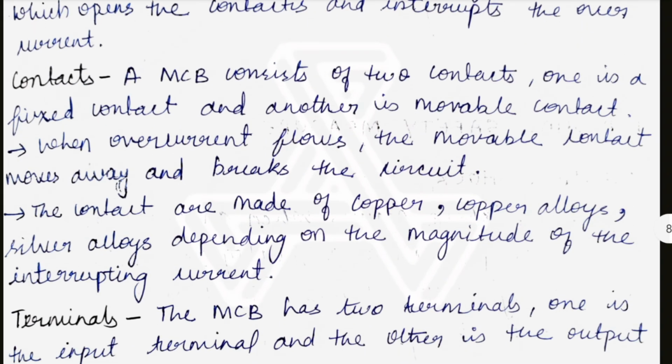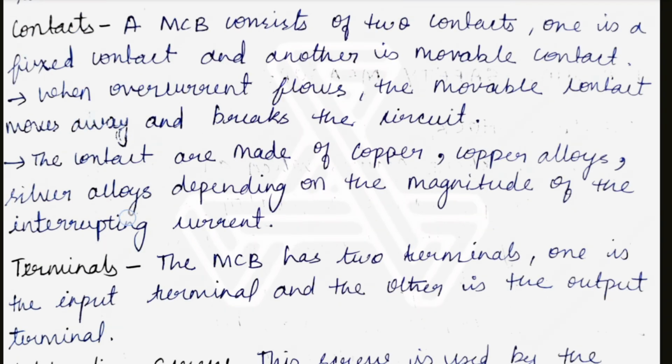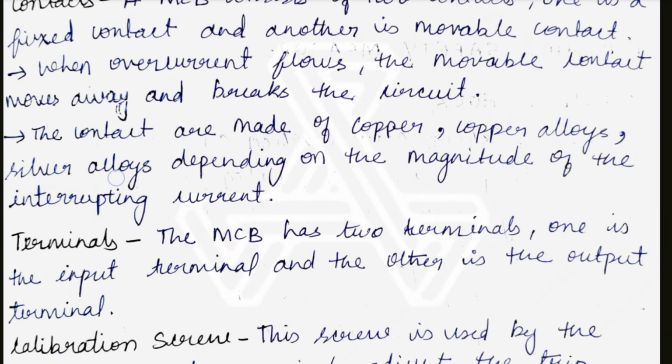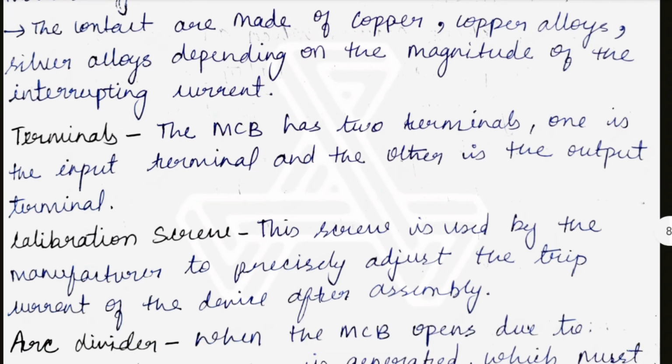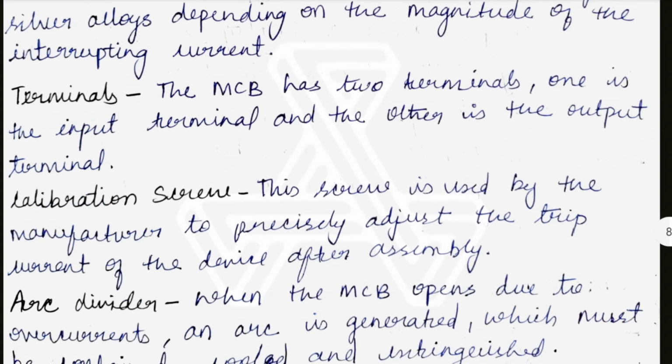Contacts. MCB consists of two contacts. One is a fixed contact, another is a movable contact. When overcurrent flows, the movable contact moves away and breaks the circuit. The contacts are made of copper, copper alloys, or silver alloys, depending on the magnitude of the interrupting current. Terminals. The MCB has two terminals. One is the input terminal and the other is the output terminal.